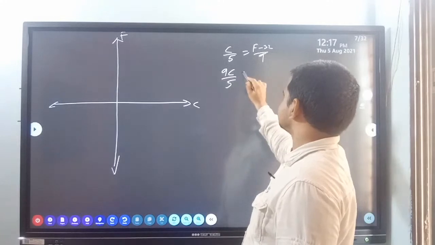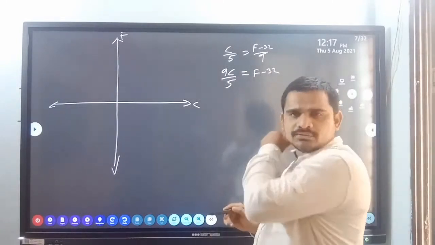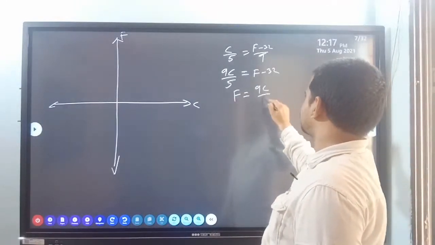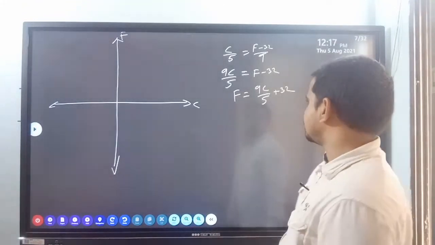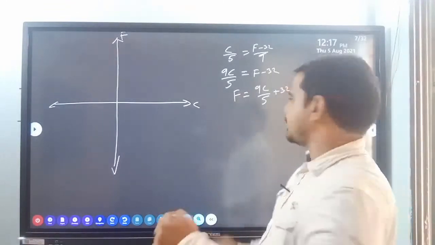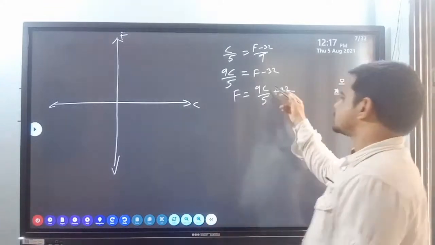9 by 5 is equal to how much? I am getting F minus 32, correct? From here, F is equal to how much? 9C by 5 plus 32. Correct? Now in this situation, we have to draw a graph between C and F.